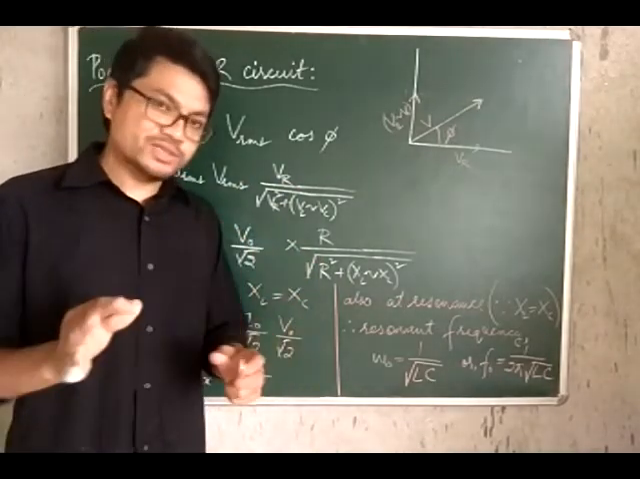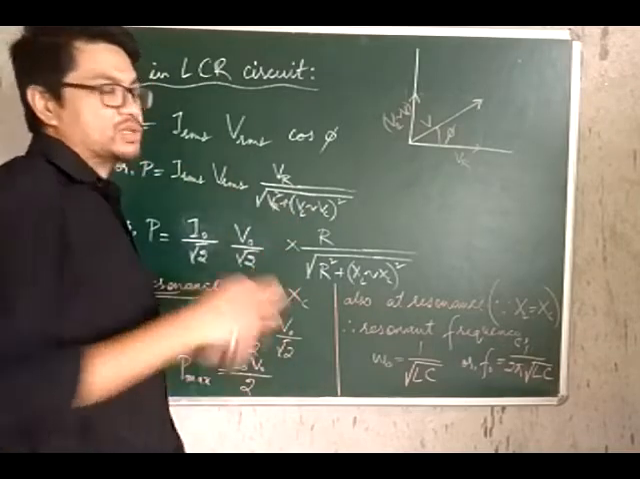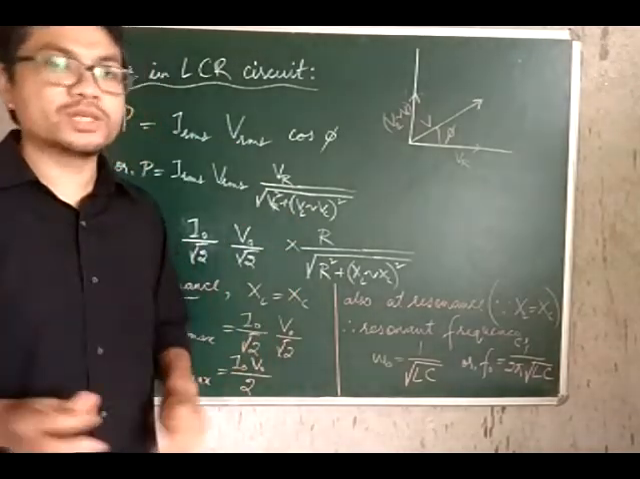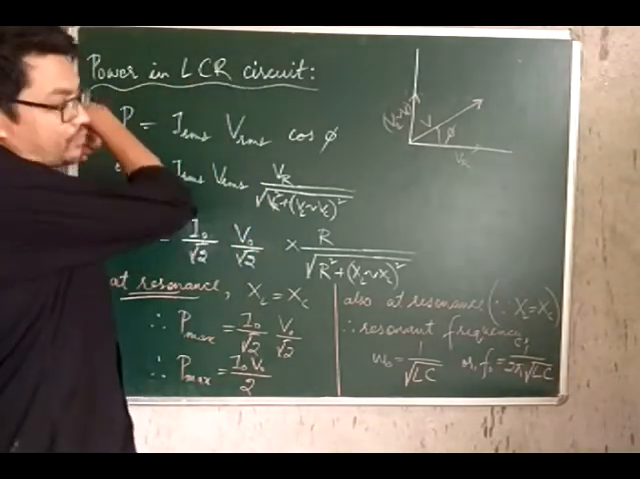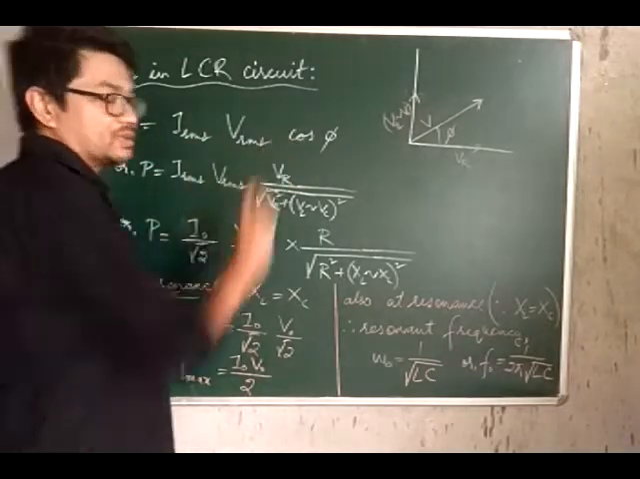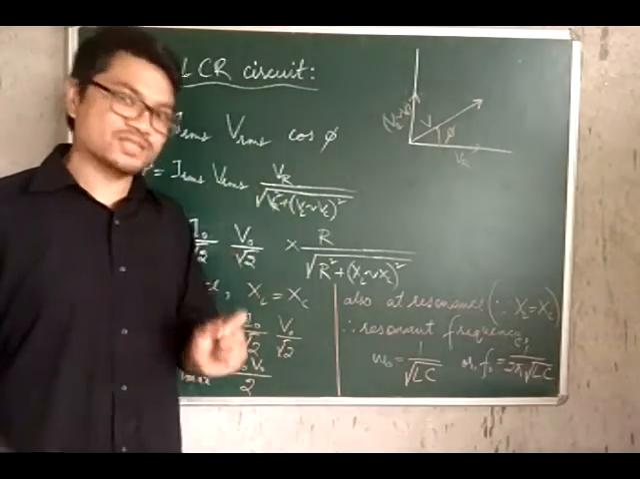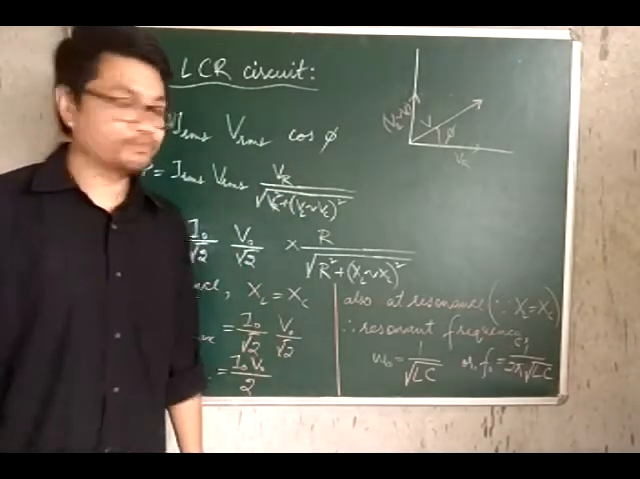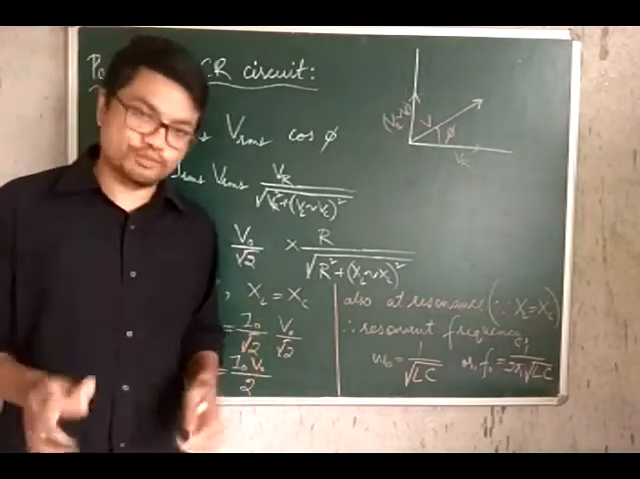In the last video we studied the LCR circuit, and we studied the power for different kinds of circuits also. For an LCR circuit, we saw that the power is equal to I_RMS V_RMS into cos phi, where cos phi is called the power factor of the circuit, remember. By the way, this power is also called average power.